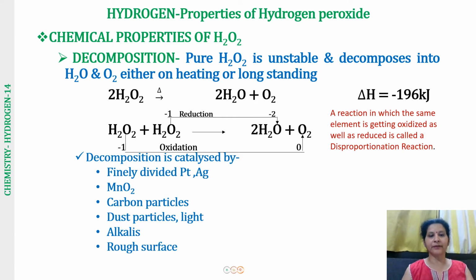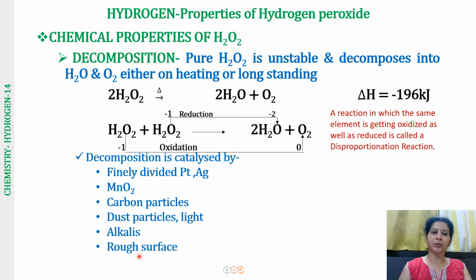One thing that we have discussed in lecture number 12 is the storage of hydrogen peroxide. If you remember, we said that we do not store hydrogen peroxide in transparent bottles. We store it in dark colored bottles because light can catalyze the decomposition of hydrogen peroxide, right? Similarly, we do not keep it in glass bottles because glass has metals in it which can increase the decomposition of hydrogen peroxide, and the rough surface is avoided by wax lining, right? So this was what we discussed in the storage of hydrogen peroxide as well.